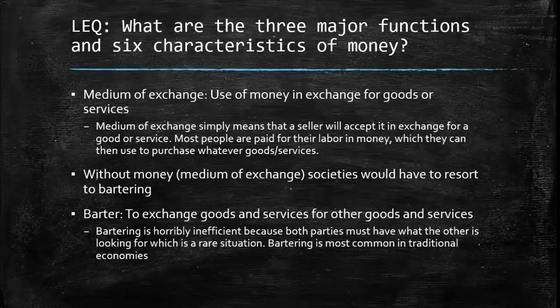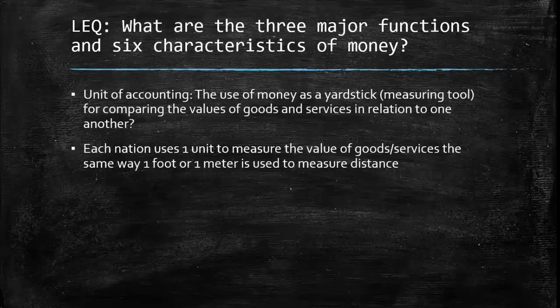Okay, now without money, without a medium of exchange, societies would have to resort to bartering. Now, bartering is characteristic of traditional economies, but I want you guys to understand bartering as a system for exchanging goods and services is very inefficient because of the reasons listed below. Next, we need to be able to account for money. So the use of money as a yardstick, as in a measuring tool for comparing the values of goods and services in relation to one another.